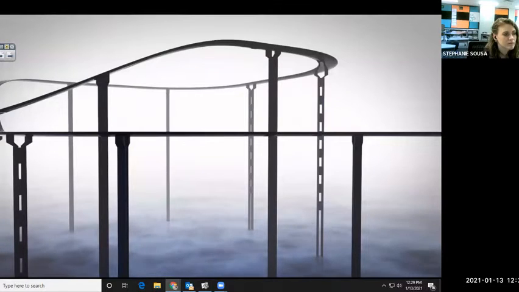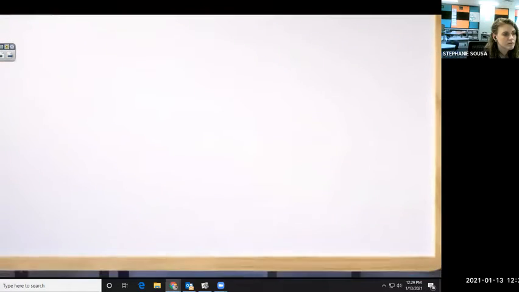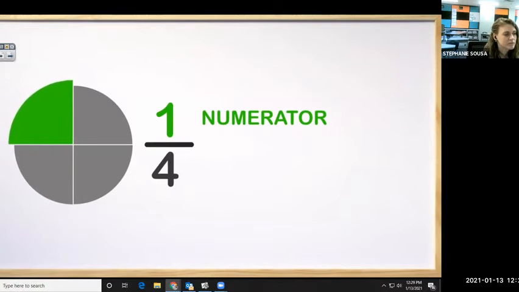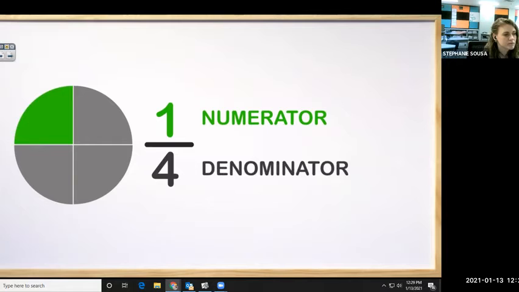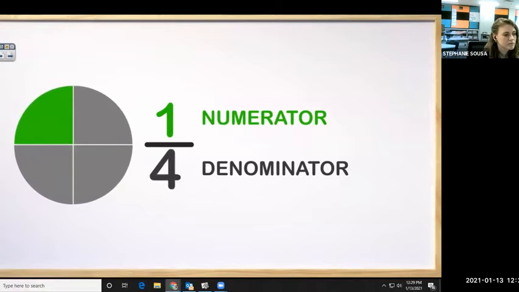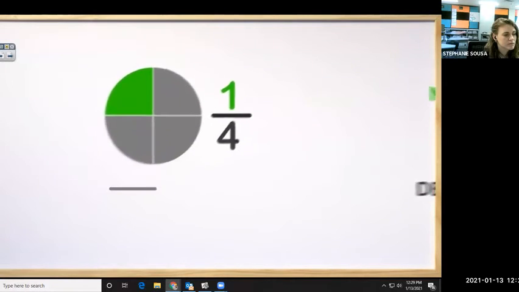To start off, let's review some concepts about fractions. Here we have a fraction of 1/4. A fraction is a part of a whole or a part of a group. The numerator is the number on top and shows the parts we are talking about. In this case, it is the one green part of the circle. The number on the bottom is the denominator. The denominator tells you how many equal parts there are in all. This circle has 4 equal parts, so the denominator is 4. 1/4 of the circle is colored green.